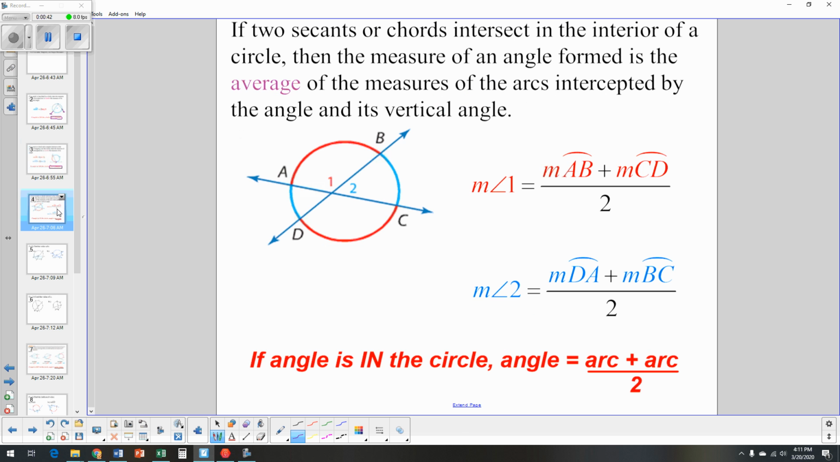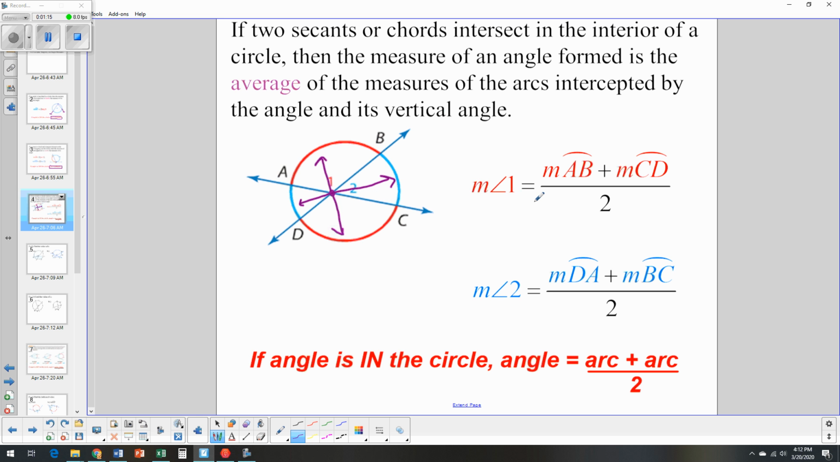Now for newer stuff, if I have two secants or chords and they intersect inside, right? This is an interior intersection. Then the angle is going to be the average of its intercepted arcs. So angle 1 here is going to be the average of these two arcs. Notice it's the ones across from each other with angle 1 going through it. And then angle 2 is the average of these two arcs. Again, it's the ones going through it.